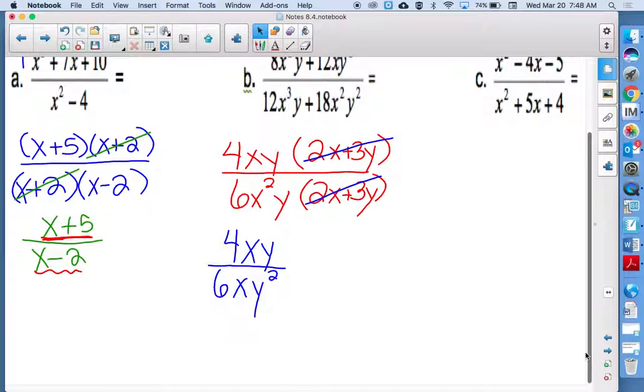Can that be simplified any further, Odette? You can make it 2 over 3. Why? It's still multiplication. Exactly. So the difference between this problem and that problem: here we have addition and subtraction. In this one, it's still all multiplication. And as long as it's multiplication, you're allowed to simplify because that's one term on the top divided by another term on the bottom. All those pieces are still being multiplied together.